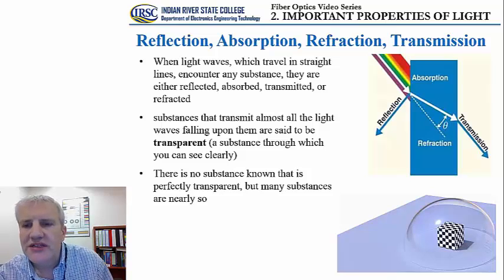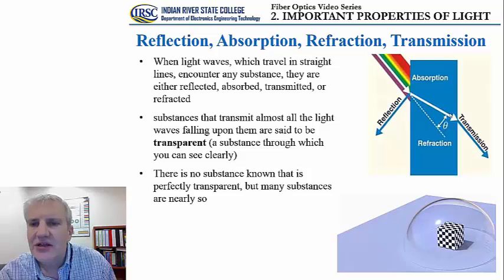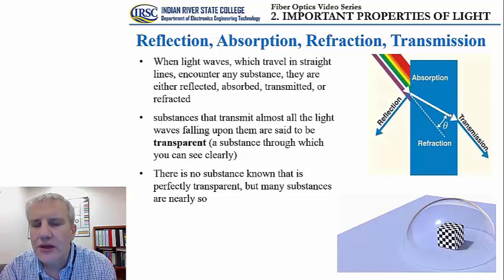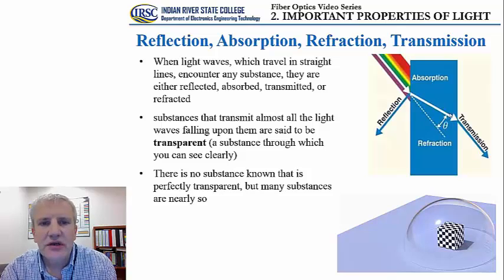So on the right side of this slide, we see each of these four important phenomena that are related to the interaction of light as it is moving through a medium or passing from one medium into the other medium. So when light waves travel in a straight line and encounter any substance, they're either reflected, absorbed, transmitted, or refracted. So what does each of these terms mean?